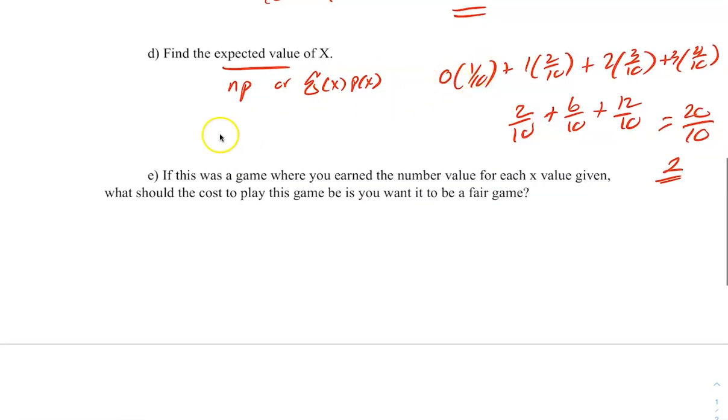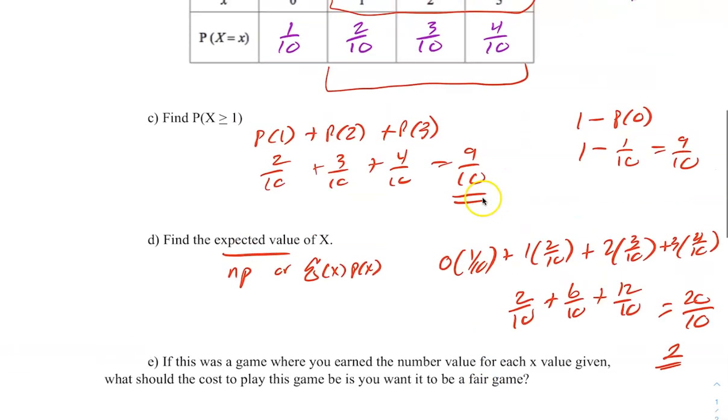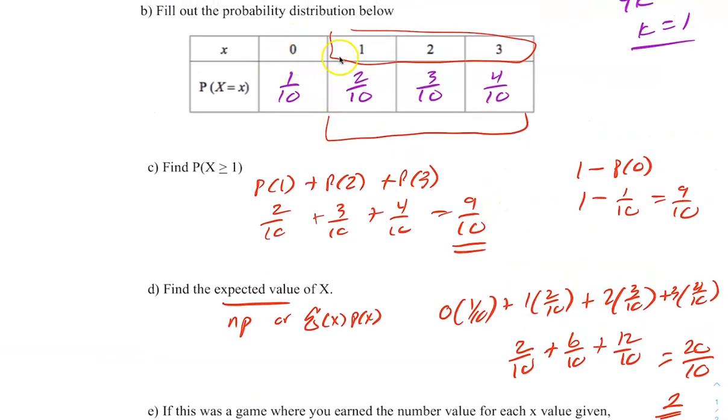Finally, if this was a game where you earn the value of x given, what should the cost to play this game be to make it a fair game? So they're saying, if you get a 0, you get $0. If you get a 1, you get 1. If you get a 2, you get 2. If you get a 3, you get 3.